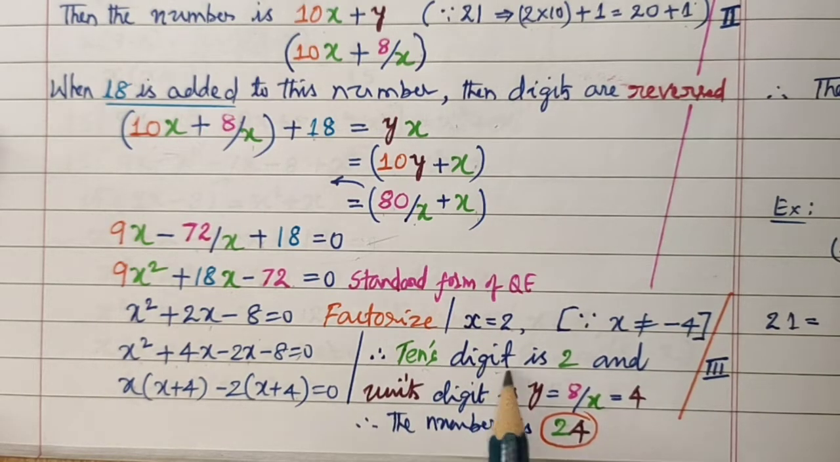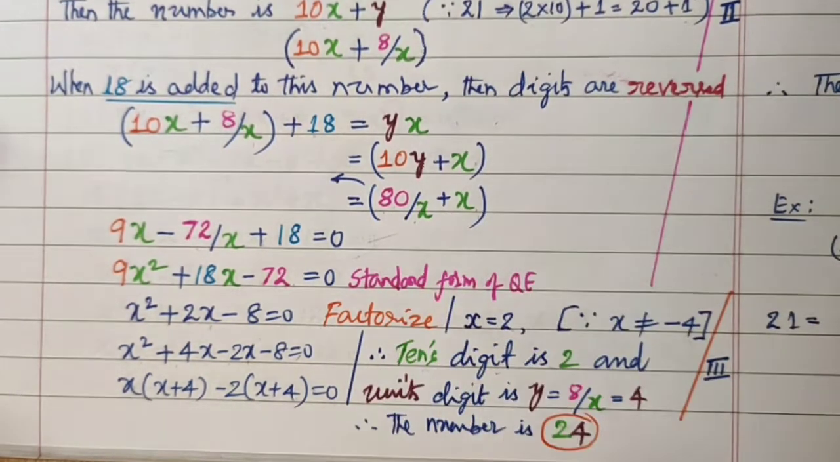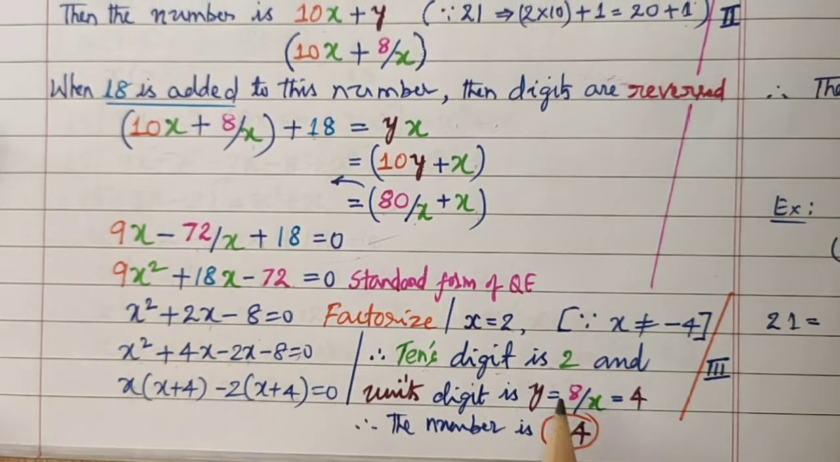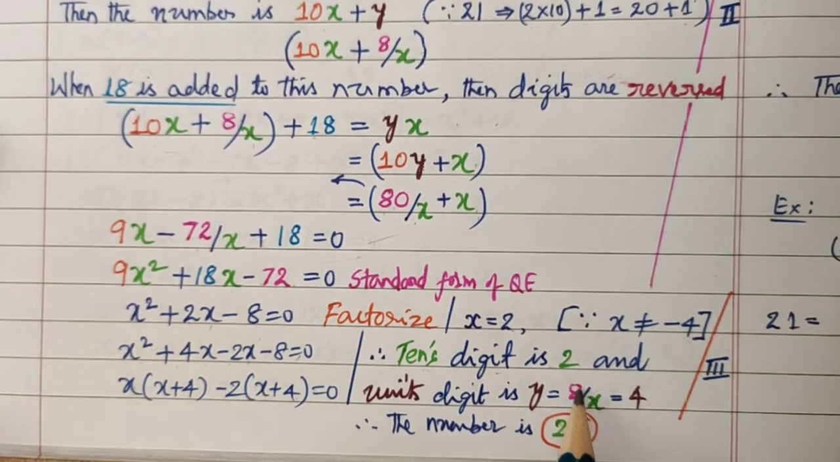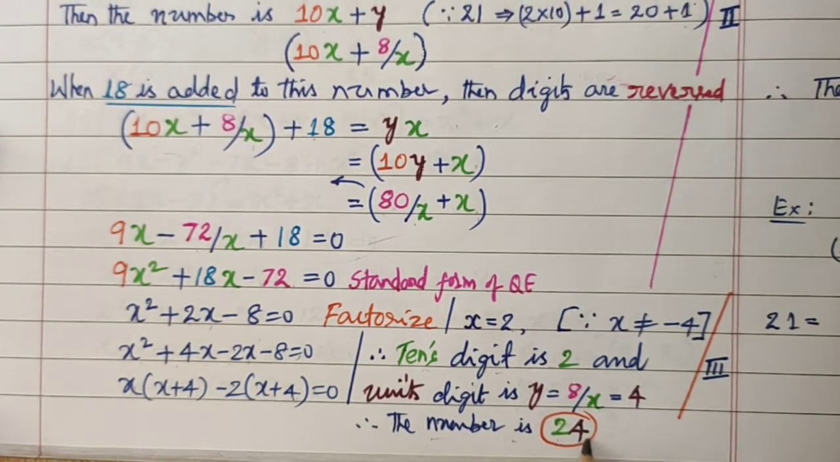Then the tens digit is 2 and the units digit is 8 divided by x, because we have taken y as 8 by x according to the relation. So we know the value of x. Then 8 by 2 will give 4. Then the number is 24. It is xy: in place of x we have 2, in place of y we have 4. Then the number is 24.